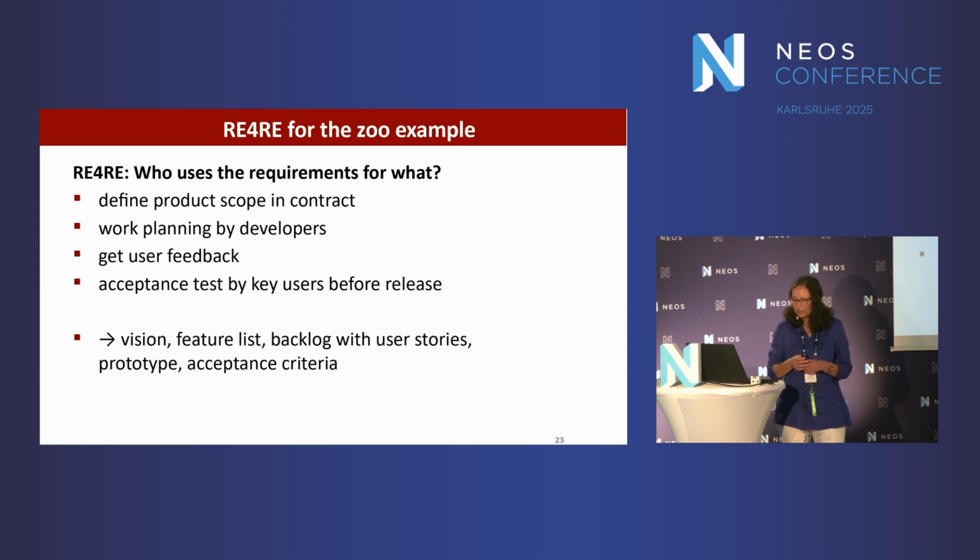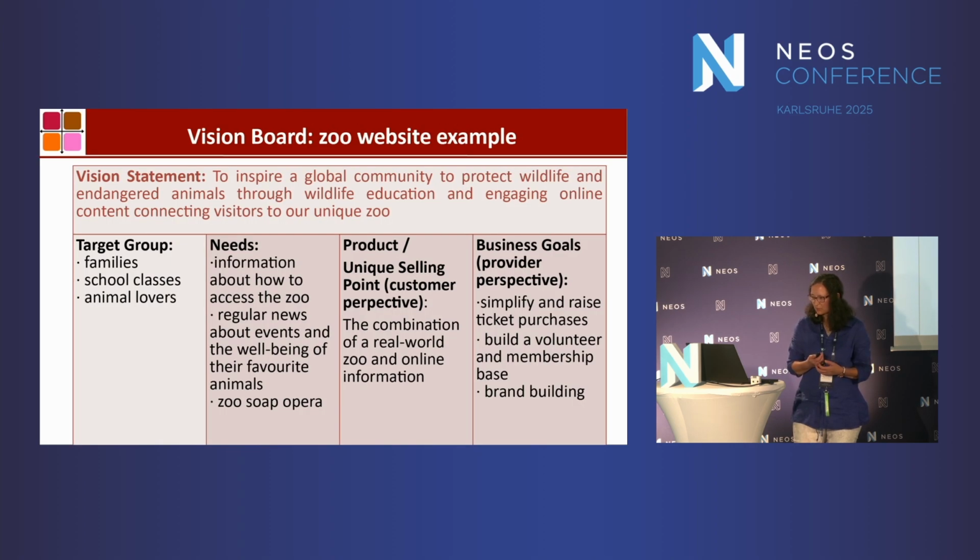So for the work planning, a backlog is good, and we can use user stories here and start early with developing a prototype to get feedback, and then we need acceptance criteria. So what could this look like? So vision can be described by a vision board. Here I was thinking of the simple: we want to present our zoo and sell tickets.